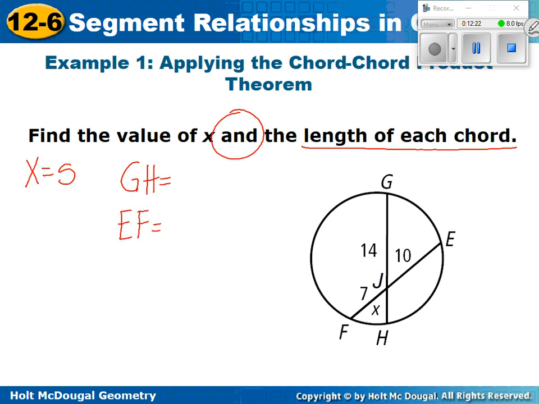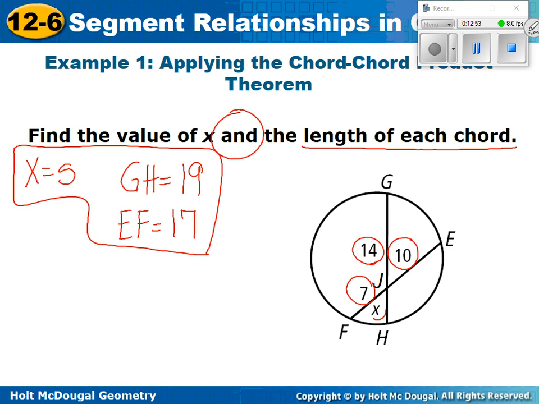Be very careful. The most common mistake I see is that you've got in your mind part times part, and so when you go back to find the lengths of those chords, it makes you want to multiply them. But the length of something is just the sum of its parts. Part plus part equals whole. So GH should be 14 plus x, which was 5. So what did you get for GH? 19. And then EF should be 10 plus 7, which is 17. Make sure that you're putting all of that as your answer. And do I put line segments above there? No. All right. Next one.